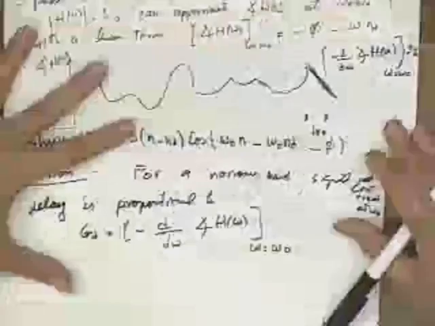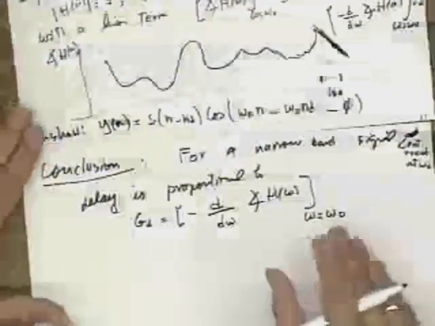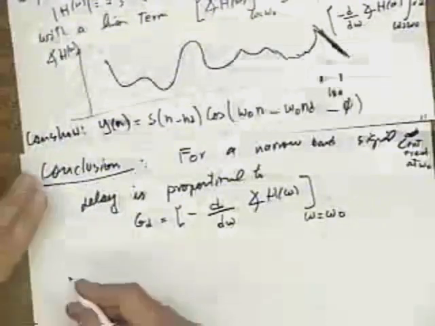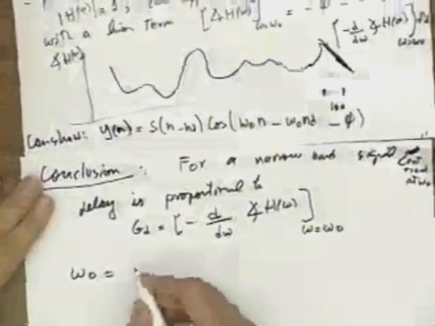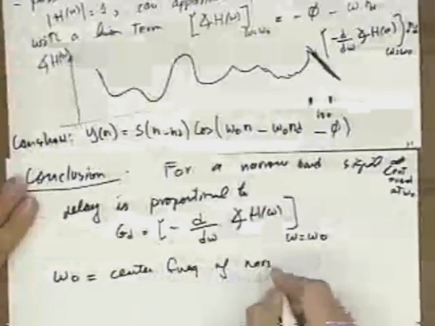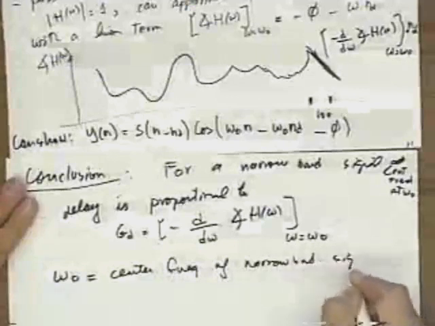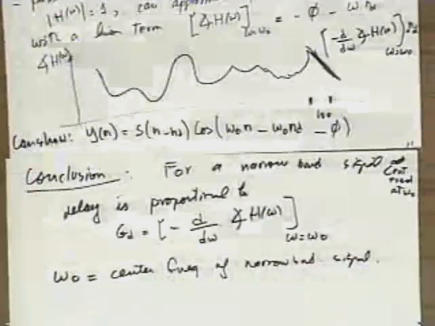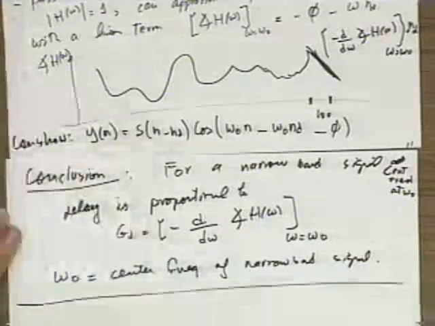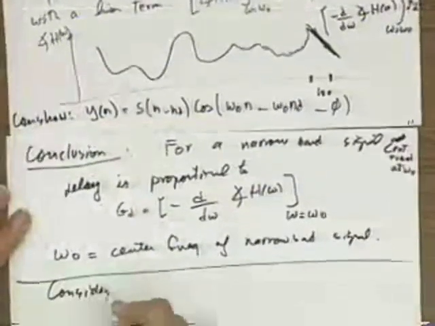So it doesn't matter if the filter H of omega was not truly a linear phase filter for all frequencies, because the signal itself is only non-zero centered around omega naught. You can do this linearization, and you can compute the amount of delay by using this little expression. You can take the derivative of it at omega equals omega naught, approximate it, and that tells you how much delay you have. So once again, I emphasize this, omega naught is the center frequency of the narrowband signal.